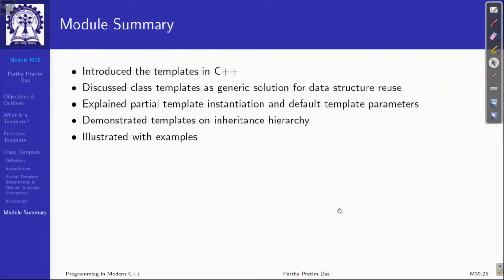To summarize, we have talked about templates, the generic programming in C++, discussed the class template as a generic solution for data structure reuse, and demonstrated them also on the hierarchy. We will have a lot more examples in our assignments and some in the tutorial. This is a very, very strong area, and we go into the modern part of C++. Discussing C++11 will make use of this concept of template very widely, both for functions as well as for classes. Thank you for your attention, and we will meet in the next module.